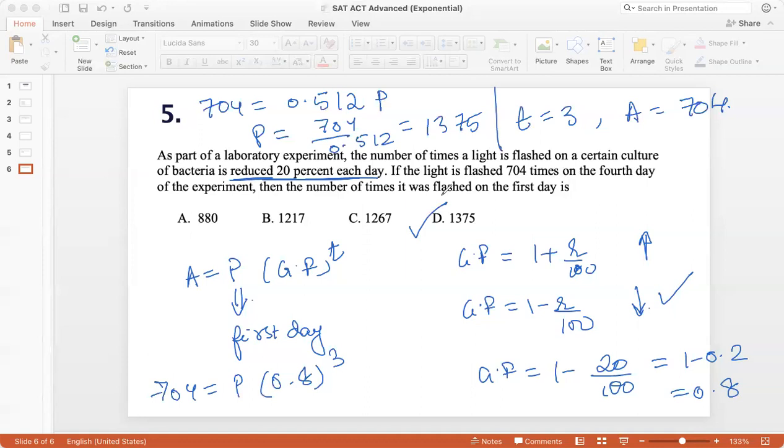Right, so that was an advanced questions drill on exponential functions.